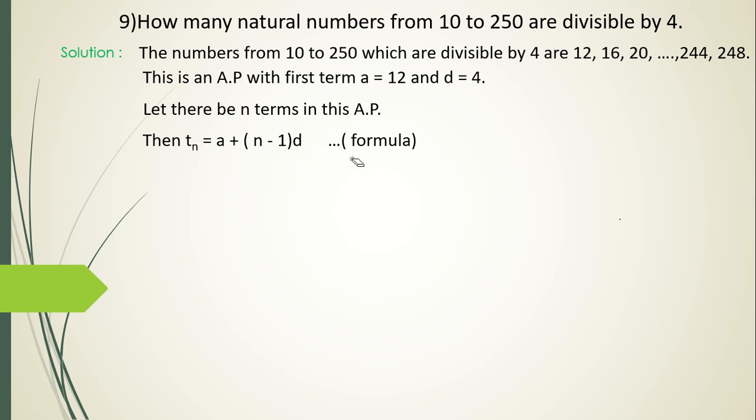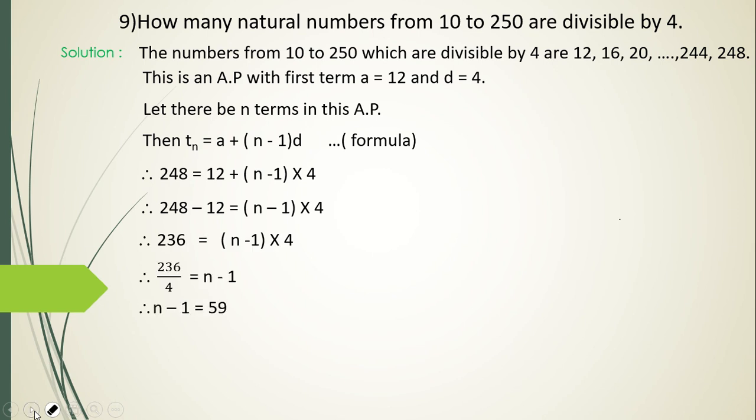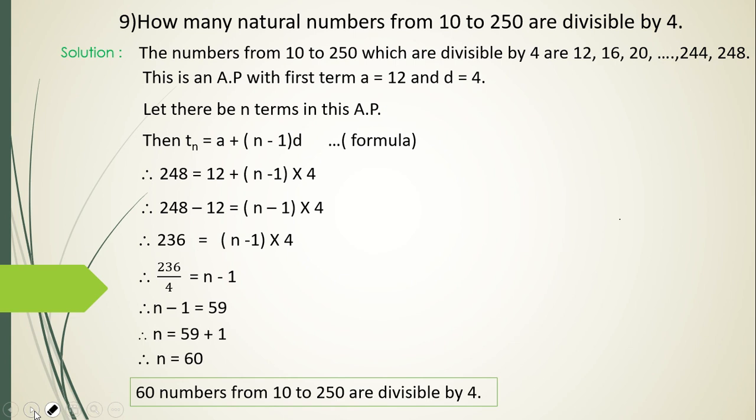So this is the formula. Just put the values. Tn is 248, A is 12, n we don't know, keep n as it is, n minus 1, and D is 4. Okay, just substitute. 248 minus 12 is 236. So n is equal to 60 we get after solving. Therefore 60 numbers from 10 to 250 are divisible by 4.